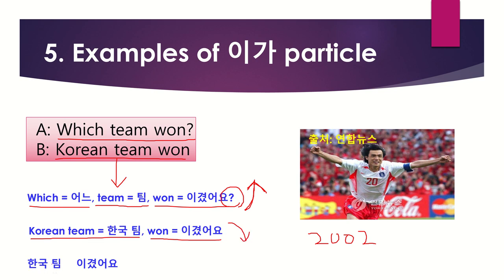Alright? So, 한국 팀, Korean team, and with consonant mium, alright? So, we need a particle, 이. 한국 팀이 이겼어요. Okay?